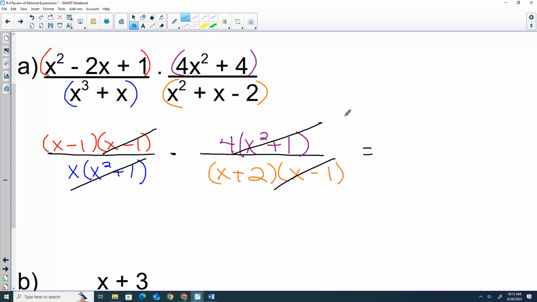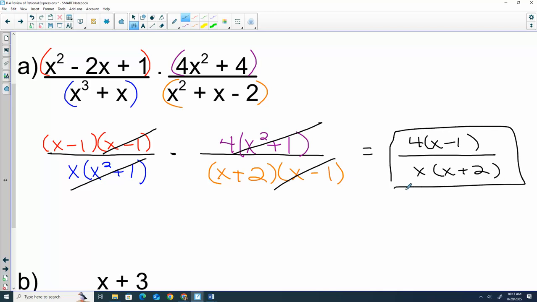My direction said to leave it in factored form. So on the top, we just multiply straight across. We just have 4 times the x minus 1. On the bottom, I'm left with x times the x plus 2. You could certainly distribute, but usually I'm just going to tell you to leave it factored because it's extra work to multiply it out. I just want the simplest fraction here. So if you factor first, A, you have easier things to factor, and B, a lot of stuff is going to cancel out.